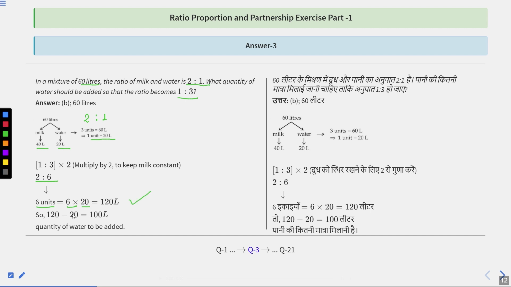So how much water should we add? We know that 20 liters was already there. So we subtract 20 liters from 120, which is 100 liters. So the quantity of water to be added is 100 liters. B is the correct answer.